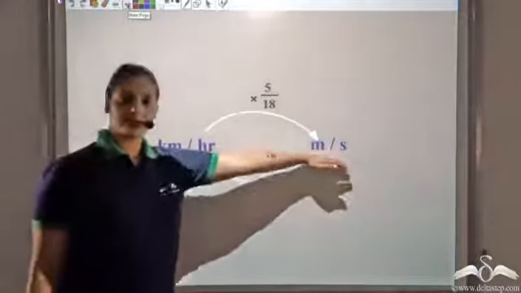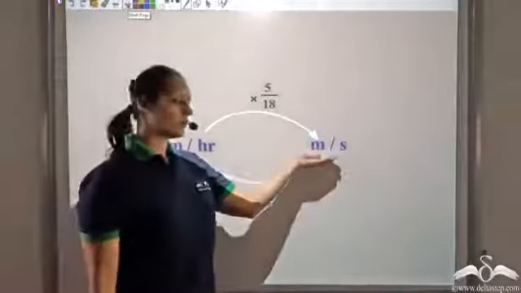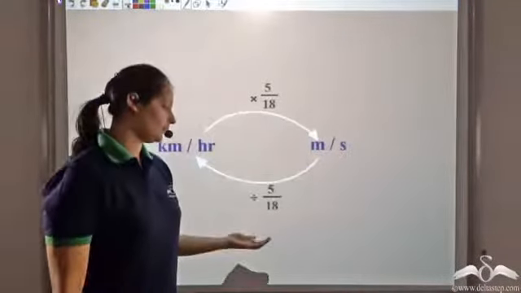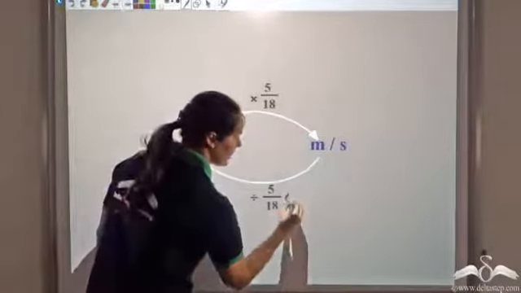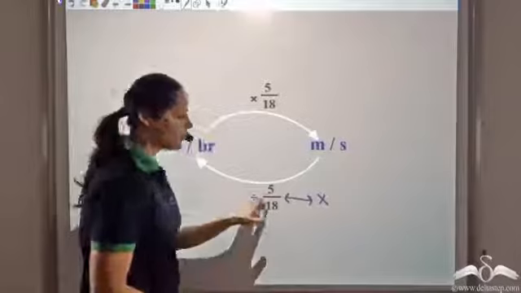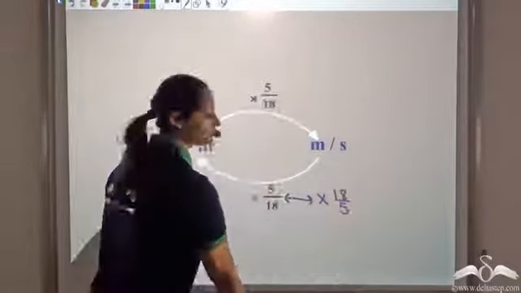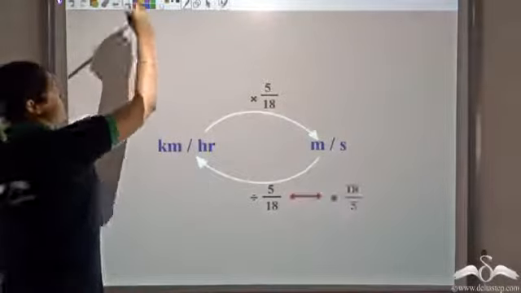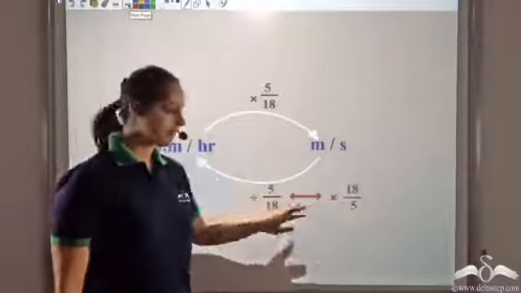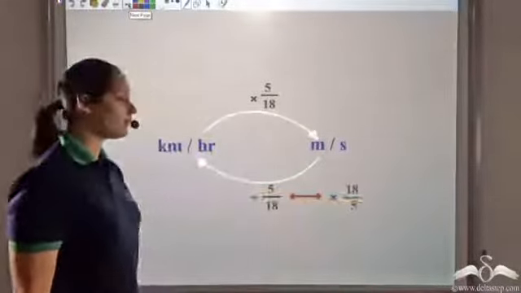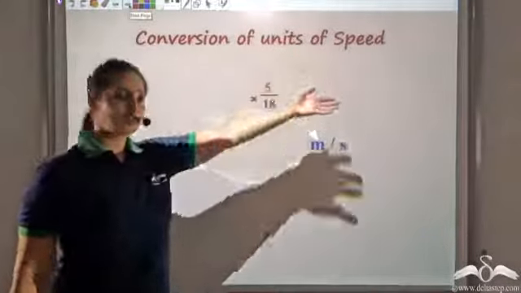That is, if I am given meters per second and I want to come back to kilometers per hour, all I can do is divide this by 5 by 18. Now dividing by 5 by 18 is the same as multiplying by the reciprocal of this number, which is 18 by 5. So this is what we get, that is conversion of units of speeds.